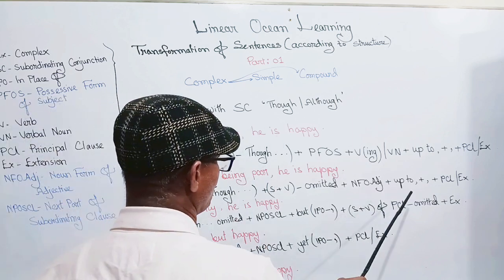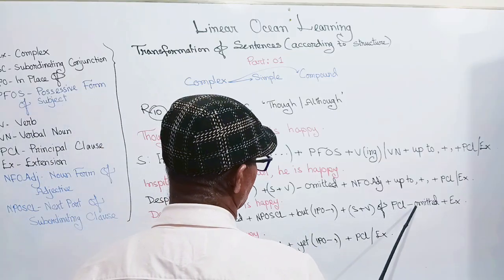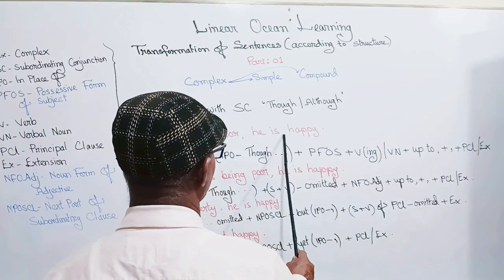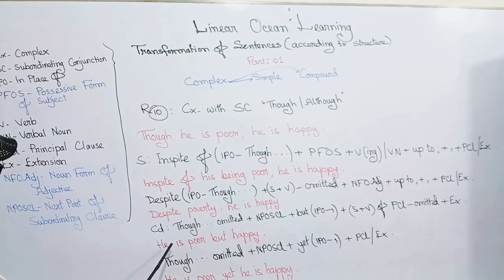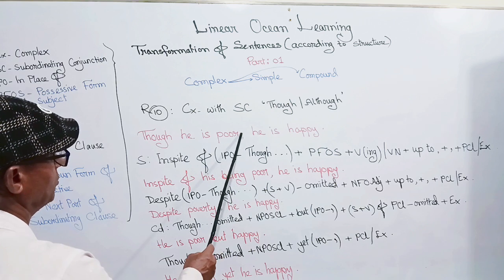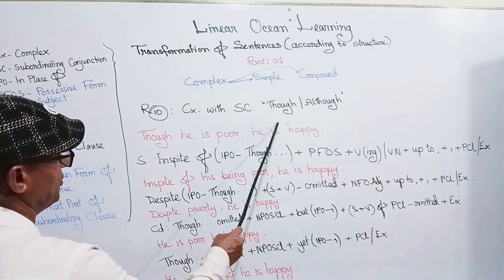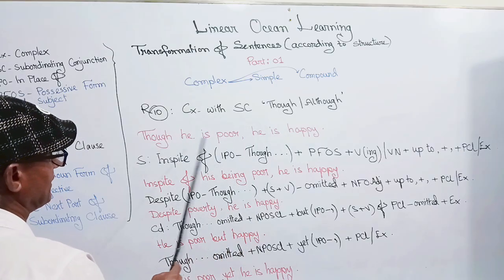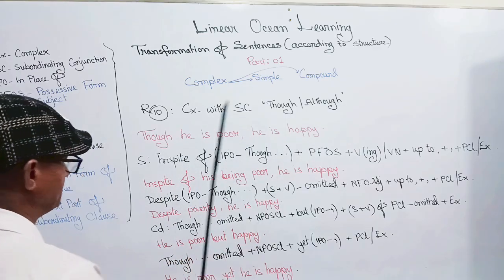So if we follow the structure, subject plus verb of principal clause omitted plus extension, extended word is here happy. So let us follow the structure. Though, although omitted, then next part of subordinating clause is he is poor. Here in place of comma we will have to write but, he is poor but, he or subject plus verb is omitted. So the compound sentence we are getting is he is poor but happy.